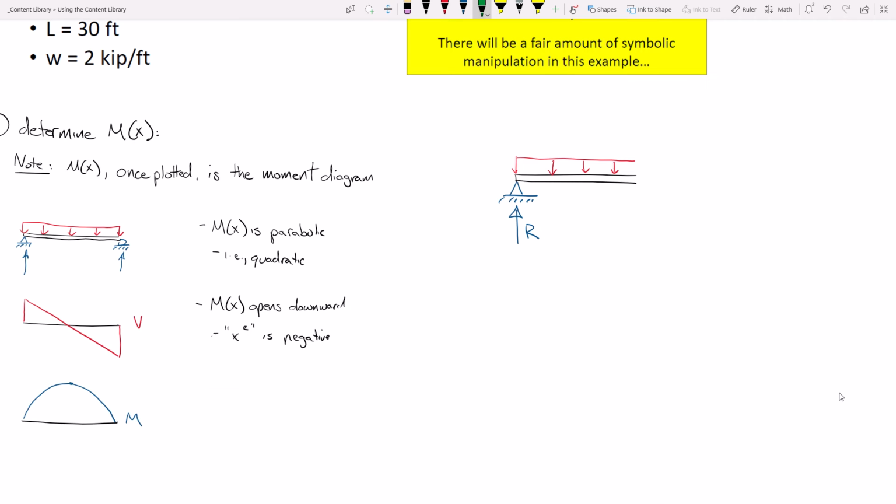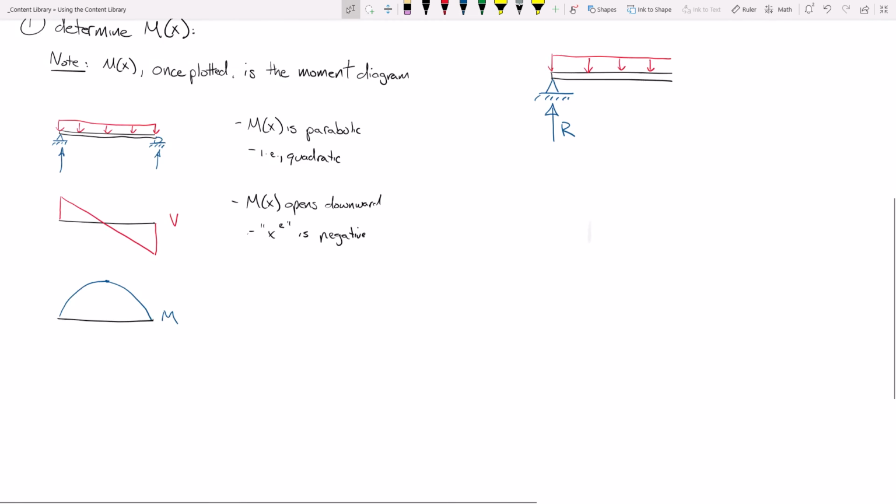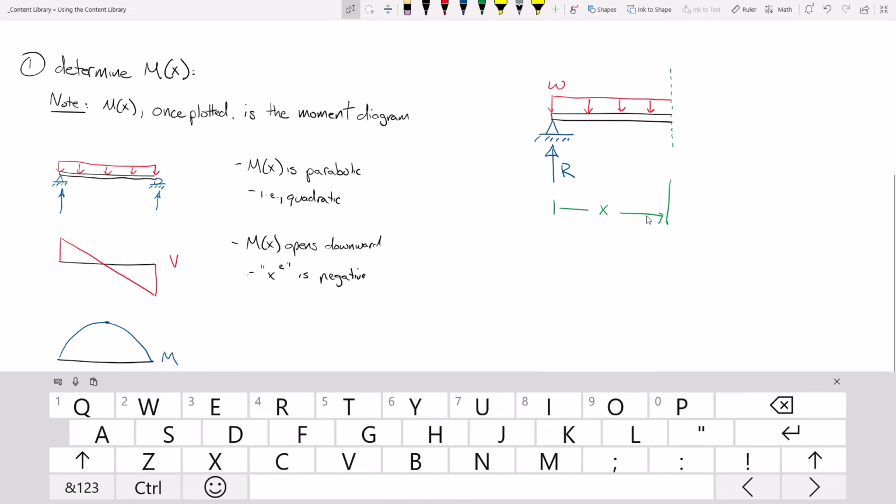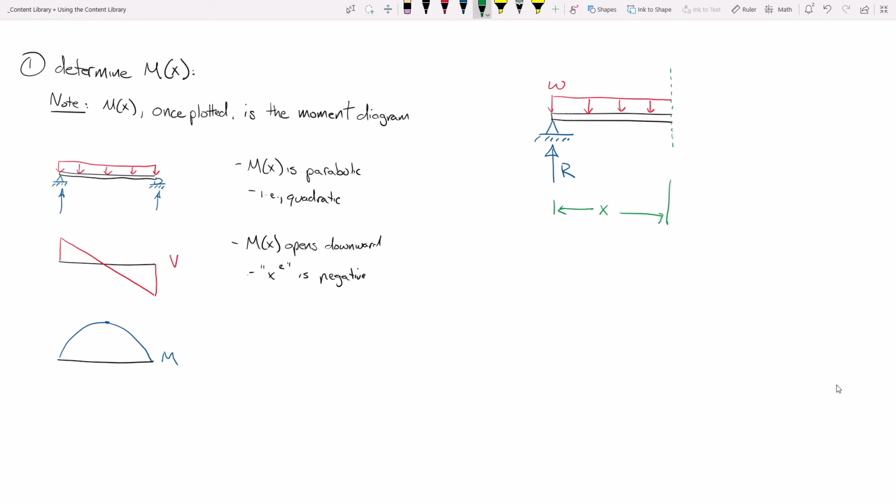So here's my distributed load. We'll call that W. This dimension is X. And there we go. So that's me literally just redrawing. Imagine if I cut a samurai sword and just erase, that's what it would look like. Is that fair? Okay. Now, let's start off dealing with that distributed load.